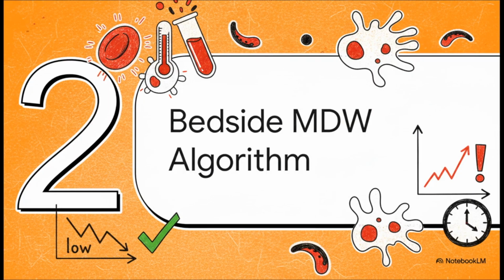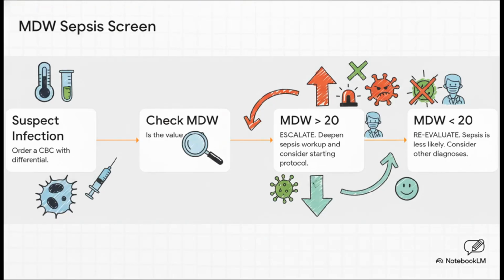Okay, so we know what it is and that it works. Now, how do you actually put this into practice? Let's walk through a super simple algorithm you can use on your very next shift. Here you go. It's a simple two-step process. You suspect an infection, so you order your usual CBC with diff. When the results pop up, you look for the MDW. Is the value greater than 20?